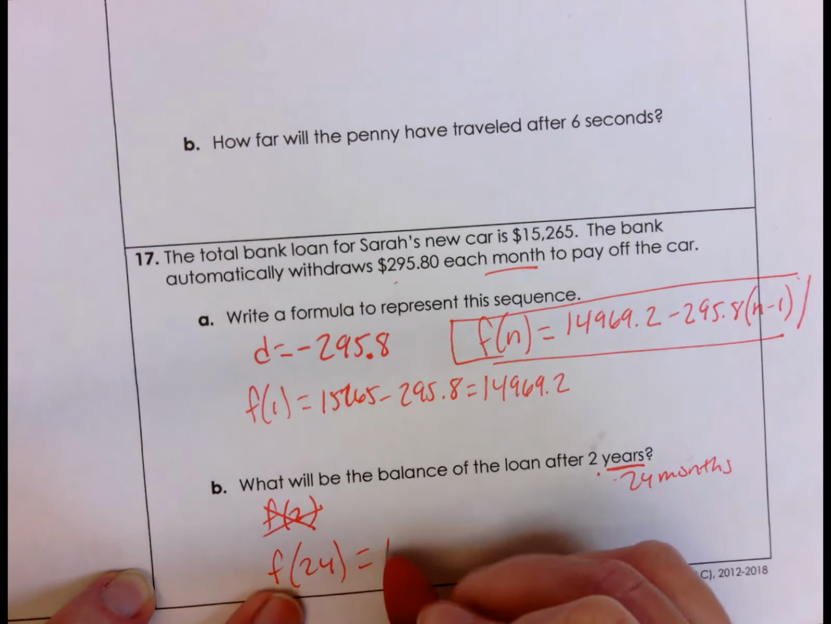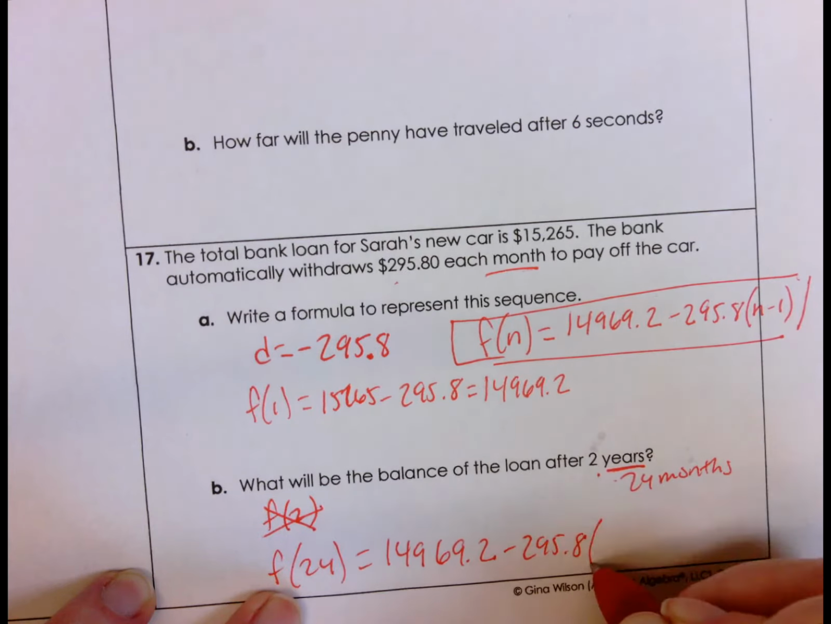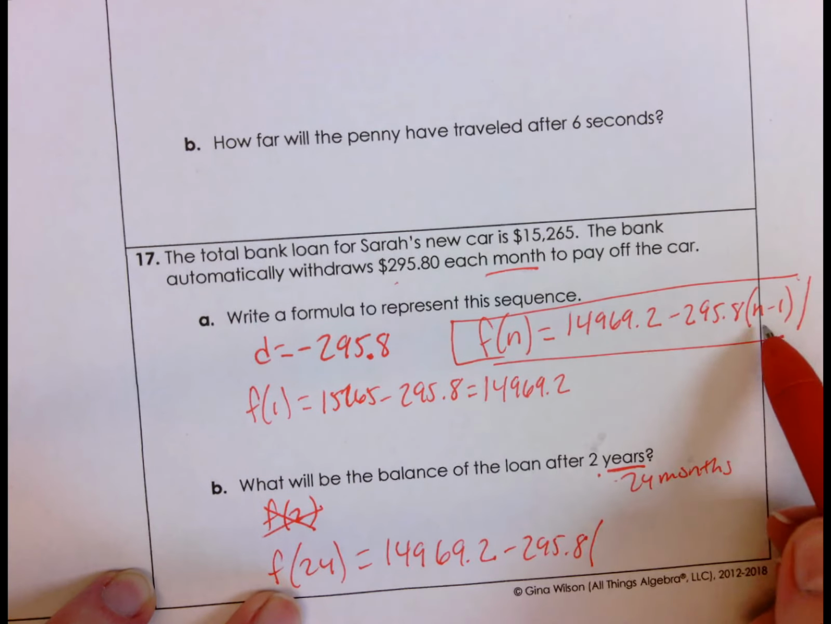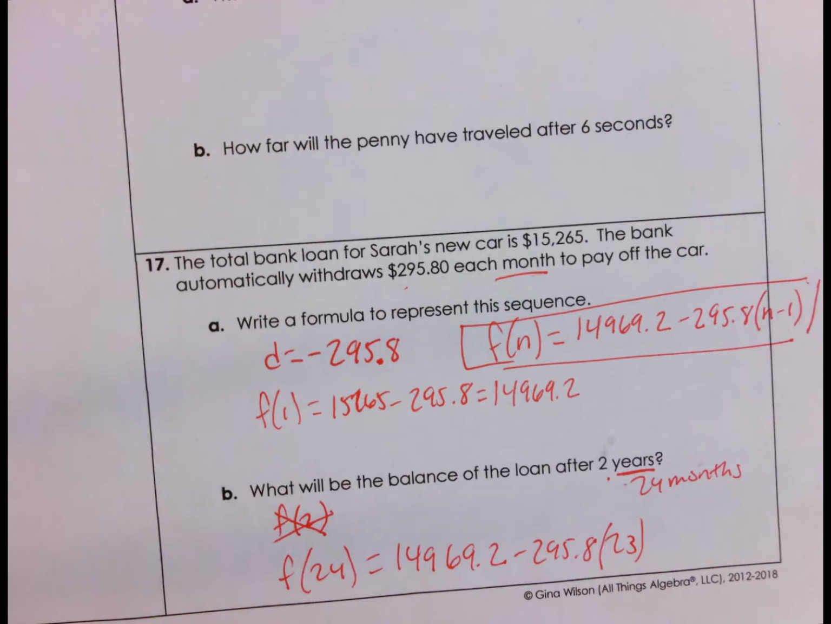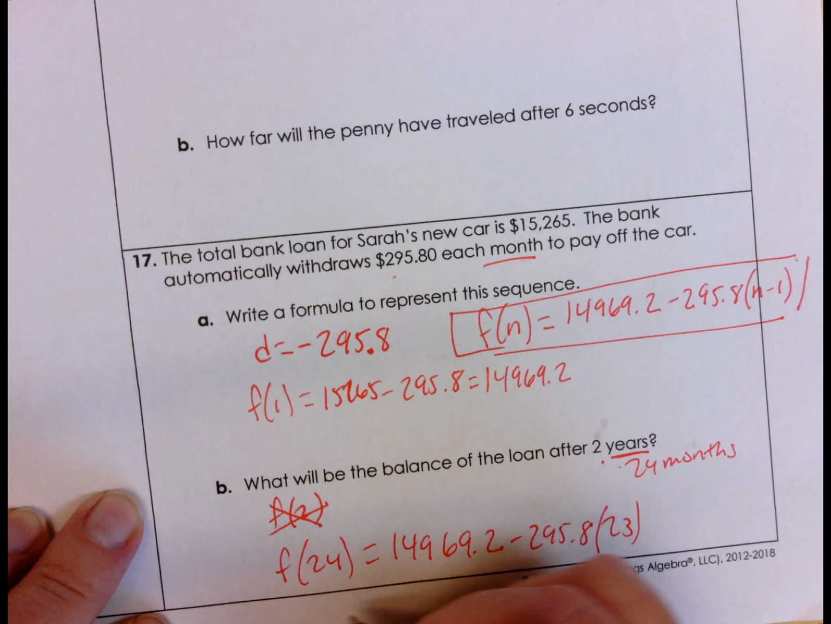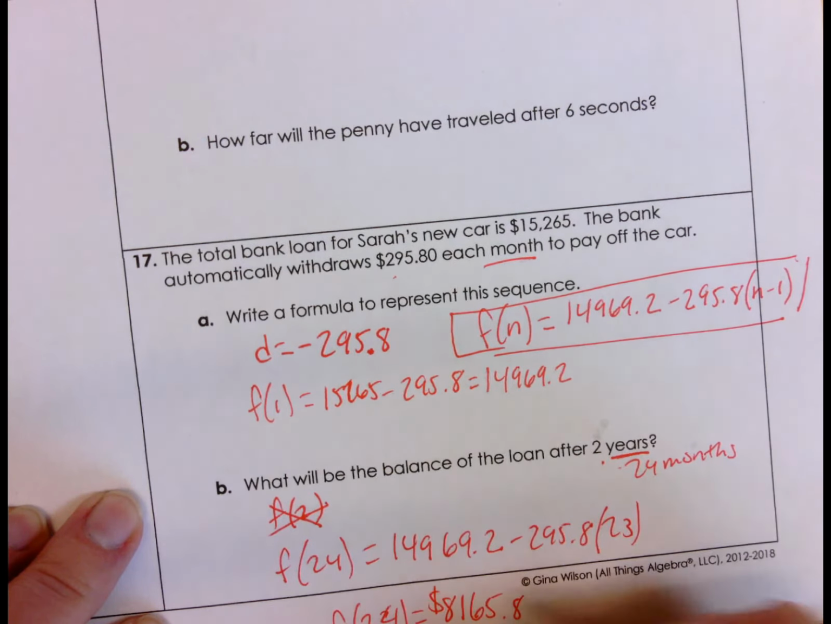So I'm going to plug that into my equation. And when I plug in that 24, I subtract 1, I get 23. And then I can put that whole thing into my calculator. And so I multiply the 295.8 times 23. And I subtract it from this 14,969.2. And so at the end of 24 months, or 2 years, she still has $8,165.80 left on her loan.